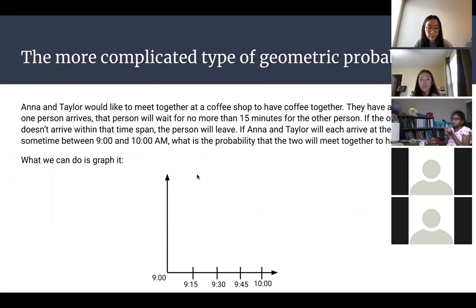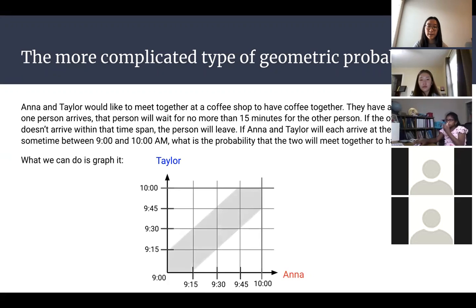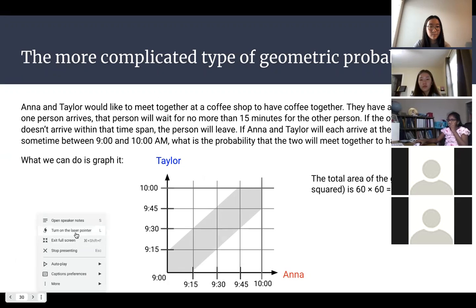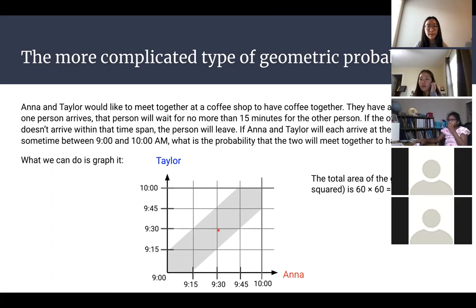On the bottom is going to be the time that Anna arrives, and on the y-axis is going to be the times that Taylor arrives. We can make a graph that looks like this, which shows the overlap. For example, if Anna arrives at 9:30, right here, then Taylor must have arrived from 9:15 to 9:45, because that's within 15 minutes. And the same goes for all the other points.